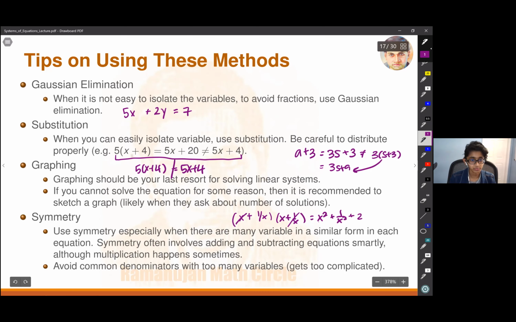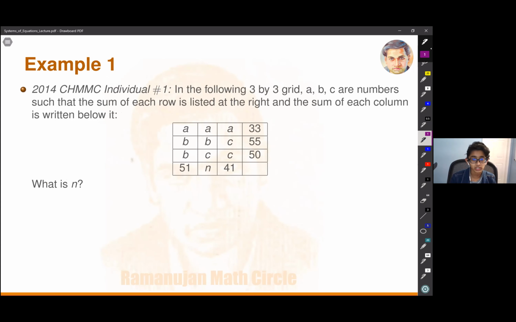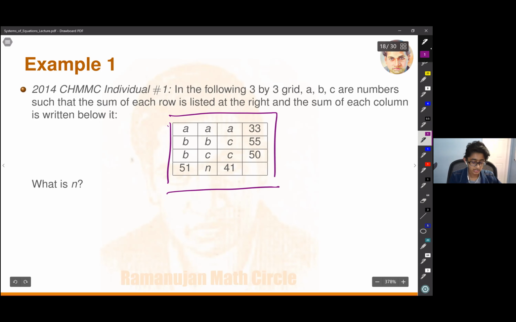So let's preview our first example before we get into it, which we're going to solve in the next video, but I'll just quickly read over the question. In the following 3x3 grid, A, B, C are numbers such that the sum of each row is listed at the right and the sum of each column is listed below it. So we have a sort of table right here, and they're asking for n. What is n? So just take some time, think about it, and we will go over the solution in the next video.